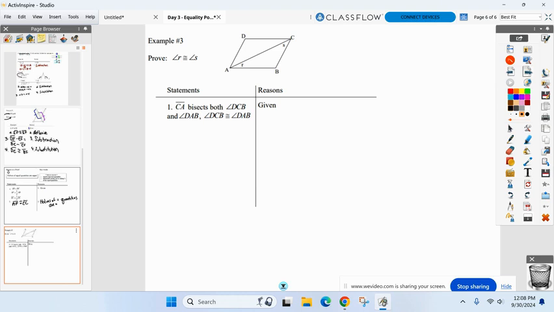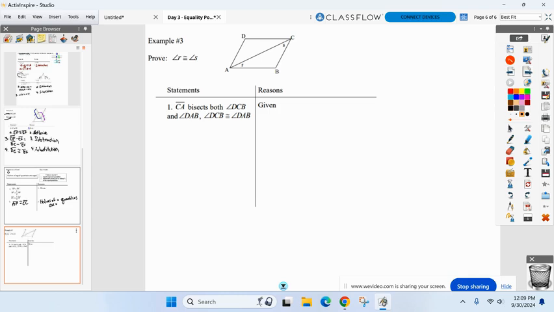Okay, now, what that should tell me going forward, if I see bisects, this is how the proof will end. This should be the last reason. Now, I'm not saying this is two steps. I don't know how many steps it's going to be, but this will be the last reason because I see bisects. I also gave you a pair of congruent angles. Can you mark them on your diagram? Angle DCB and DAB.